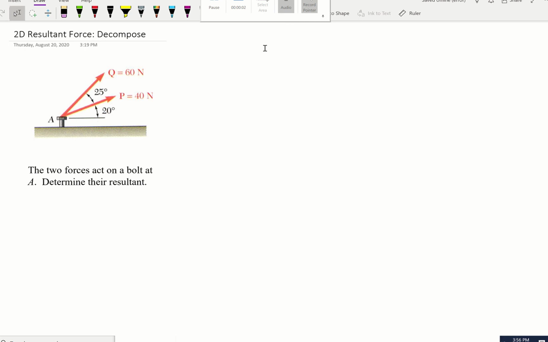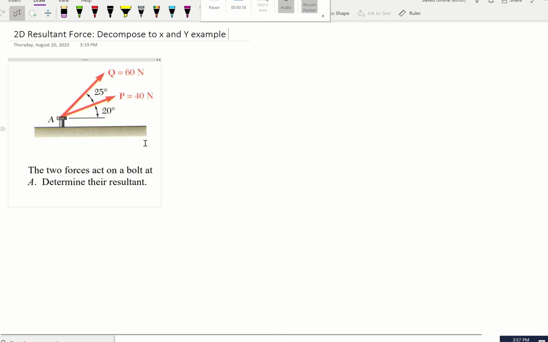Hi, in this video we're going to look at an example of using the decompose method to find the 2D resultant force. You are familiar with this problem because we already solved it using the triangular rule, where we used the law of sine, cosine, and parallelogram geometry to figure out both magnitude and direction. Now we're solving the same problem, however we're using the decompose method.